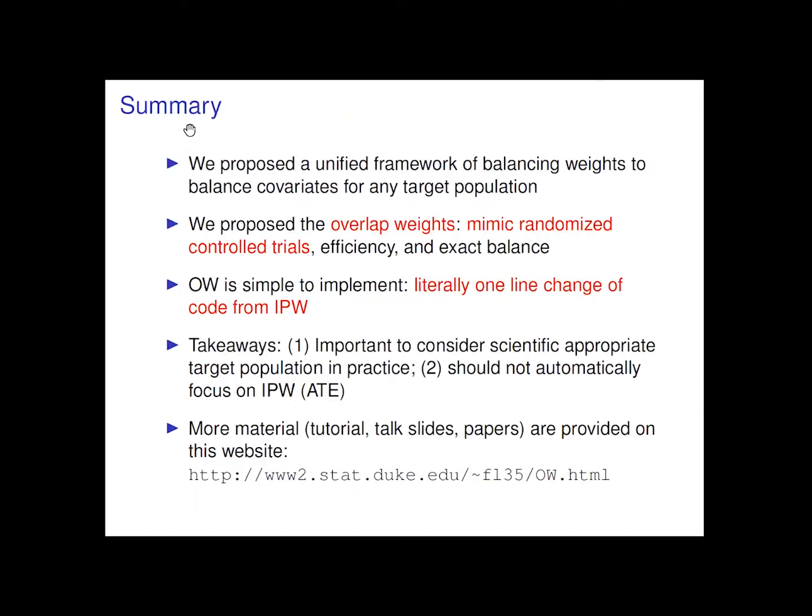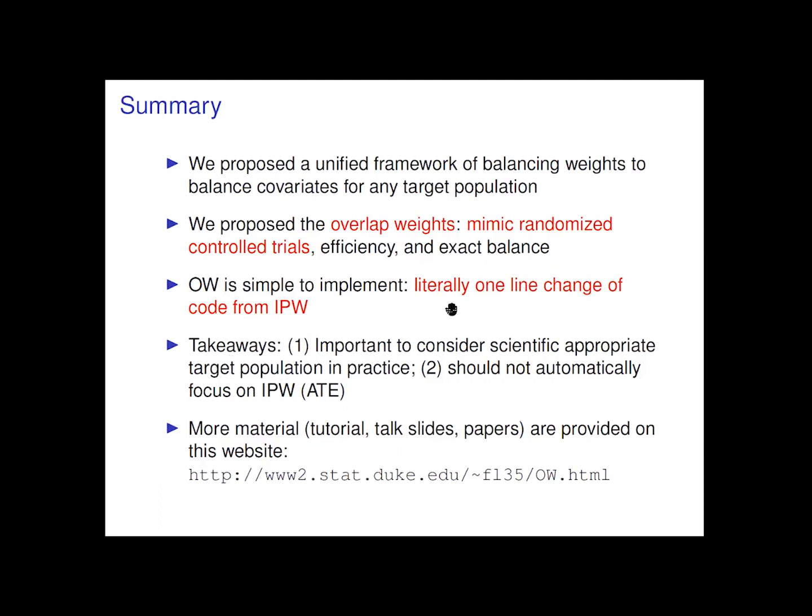So let's just quickly give a summary of what we have done. We proposed a unified framework for balancing weights to balance covariates for any target population, not just the population represented by your study sample. It can be any population that you specify. And within this family of weights, we propose the overlap weights, which asymptotically minimize the variance and give you exact balance. But the key thing is, scientifically, it mimics a target population in a randomized trial. In other words, if you take an observational study and try to find the most meaningful population, the population with the most internal validity in this sample, that's what overlap weight does. Again, it's very simple to implement, literally one line change of code from IPW.